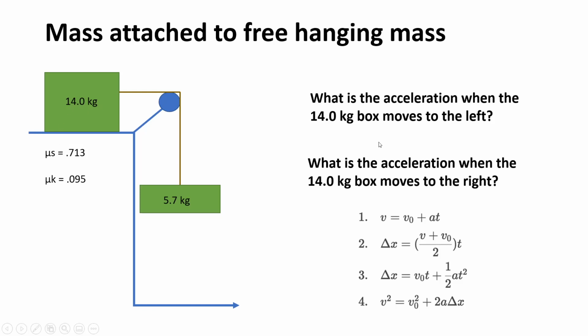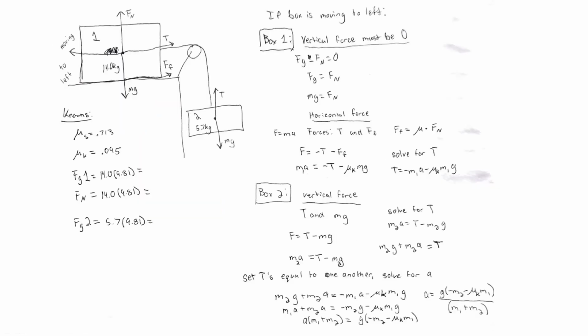So we get two questions right here. What is the acceleration when the 14 kilogram box moves to the left? What is the acceleration when the 14 kilogram box moves to the right? Once again, we have our kinematic equations, which are going to help us to solve this problem. All right, so here I basically just included all the work from the start, and I'm just going to walk you through this. So here we have our force diagram and all of the vectors, or you can call them forces, that are acting on each of these boxes.